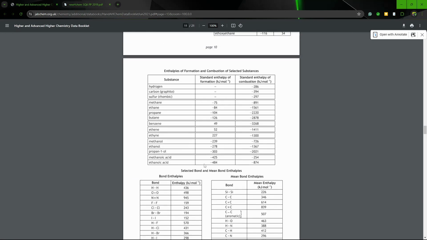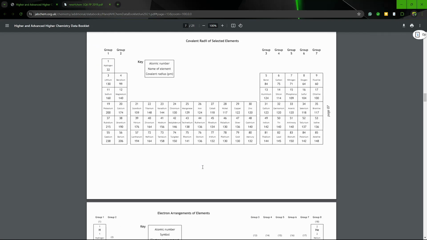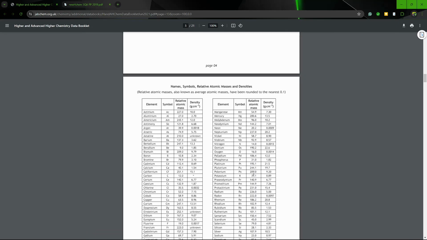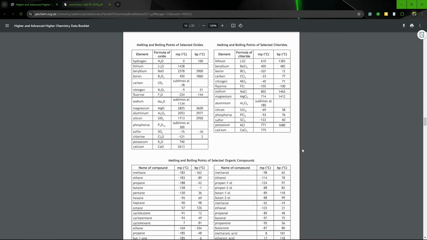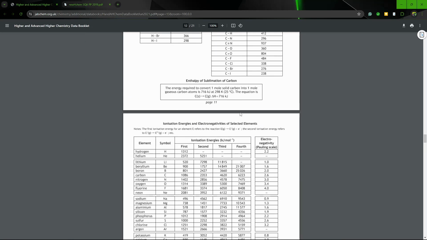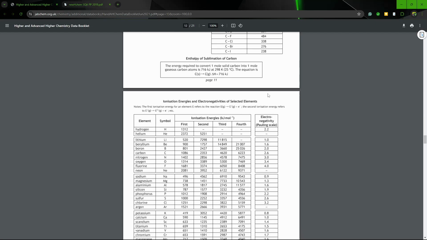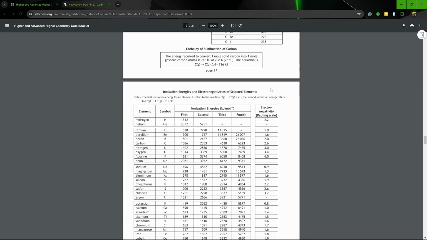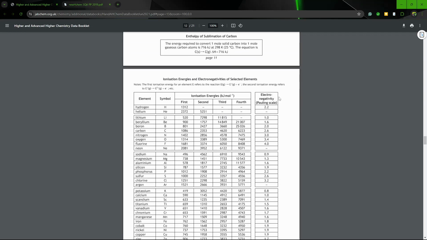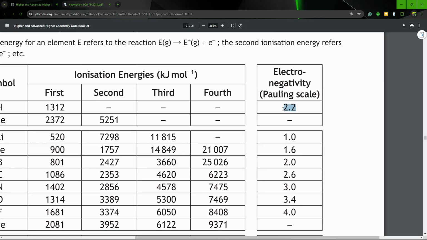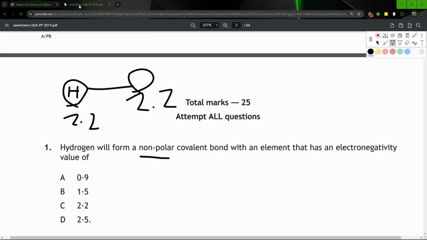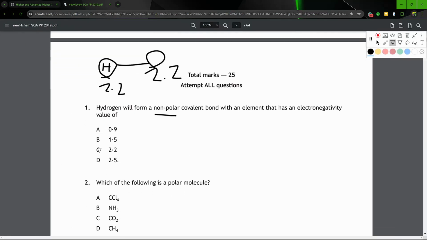Well, we go over to our data booklet, which is probably the most important thing. Here we go. So we're going to go to ionization energies and electronegativities of selected elements. And if you go around here, you can see on the electronegativity scale, hydrogen's electronegativity is 2.2. So there we go. Obviously, that means our answer must be C.